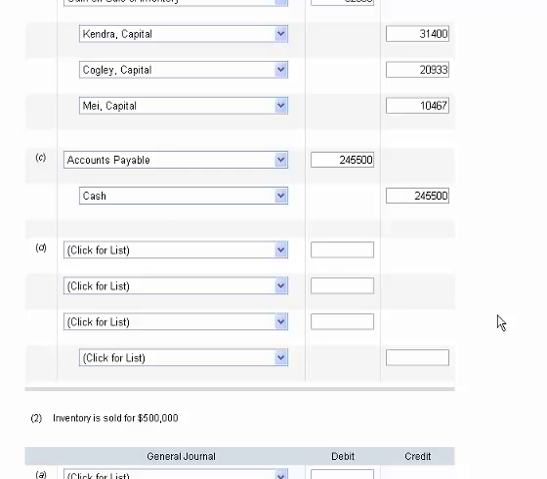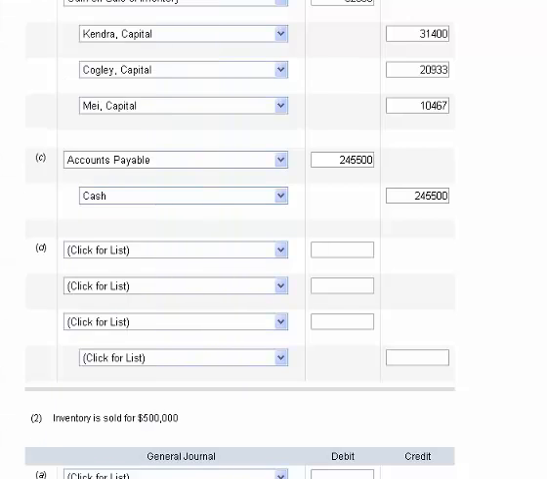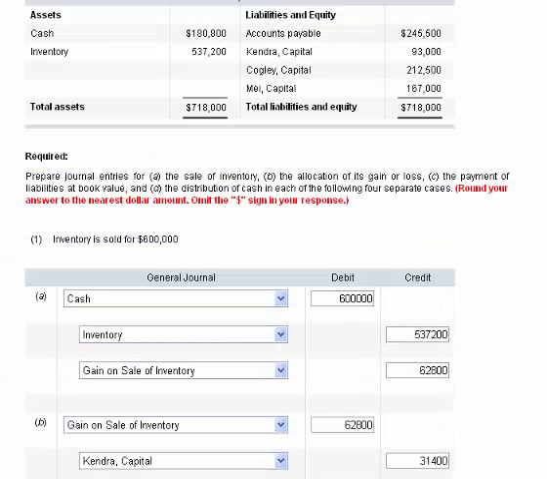And at this point, let's take a look and see what we have. Excuse me. Sorry about that. Let me slide back up. Part D says the distribution of cash in each of the following separate cases. All right, so we had $180,800. We sold and received cash of $600,000. Why don't we keep a running tally to make sure we're in line here? Let's just jot this down.